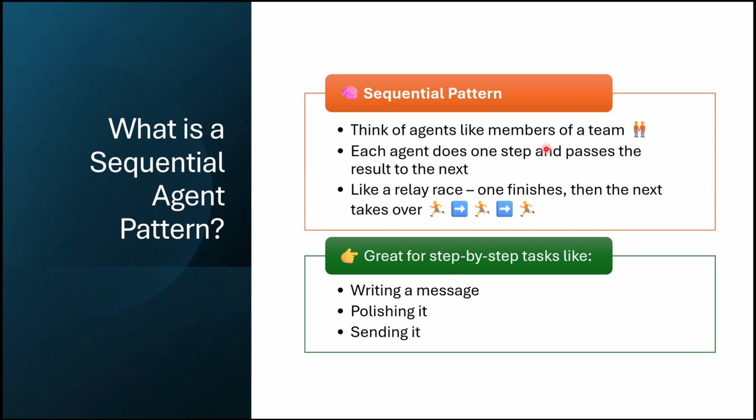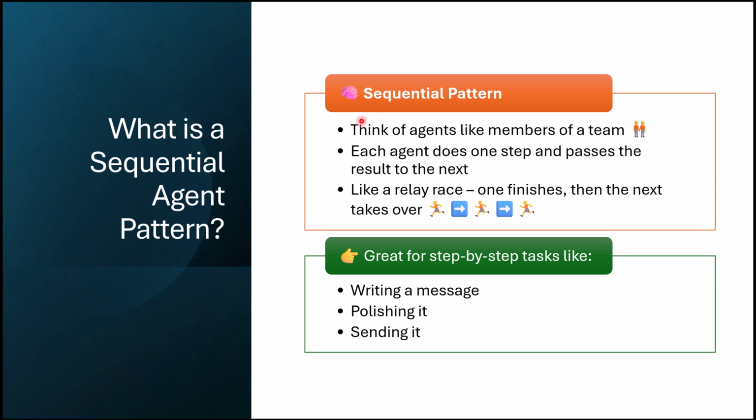For example, imagine you want to send a thank you message to a friend. One agent figures out what you want to say. The next one writes the message, and the third agent will check the tone of the message, whether it's friendly or harsh, that kind of thing. It's just like a relay race. The task moves step by step from one agent to the next agent.